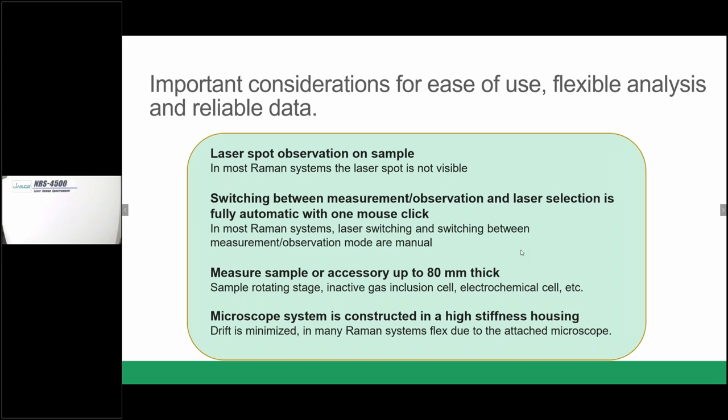So some of the unique features from the NRS 4500 system: the laser spot can be observed on the sample, so it helps when the user is making the measurement. Also, it can be switched between the measurement and observation mode, and it can measure a sample or accessory up to 80 millimeters thick. I'm going to show you in the next slide how that works. And the instrument has a high stiffness, so that is going to minimize any drift introduced to the instrument by vibration or thermal changes. It is going to be a really reliable measurement.